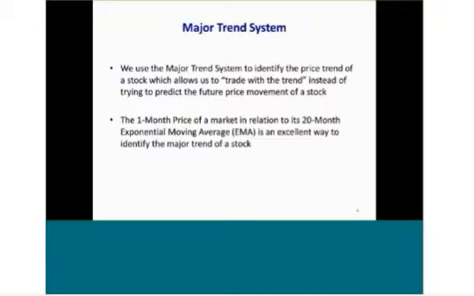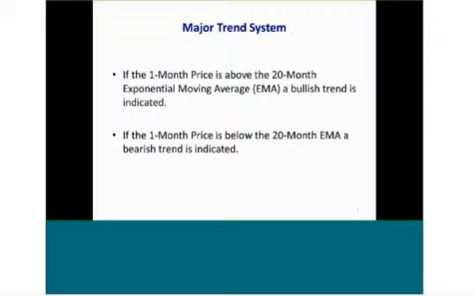And these indicators are easy to download off the internet. And the system itself is pretty simple. If the 1-month price of a stock is above the 20-month EMA, then a bullish trend is indicated. And if the 1-month price of a stock is below the 20-month EMA, a bearish trend is indicated. So pretty simple stuff.